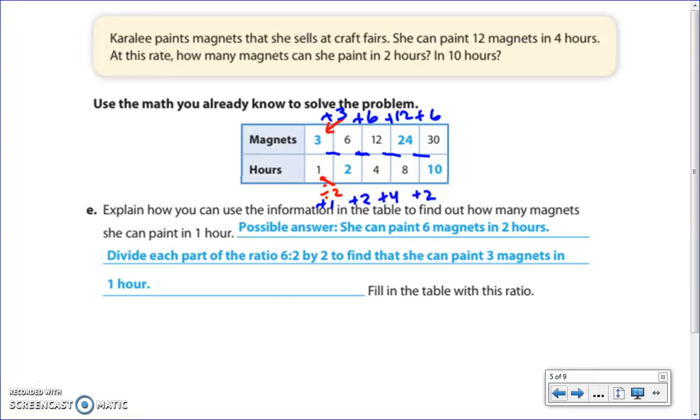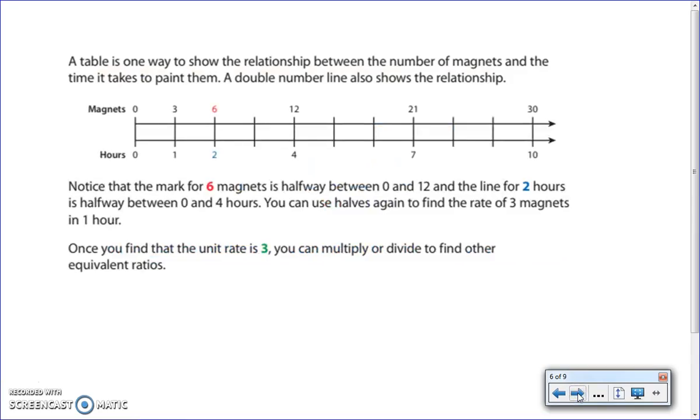But if you look at the double number line, you'll see that it's spaced out evenly. Okay, it's drawn to scale. And so even though these are the same values, the 3 to 1, 6 to 2, 12 to 4, 21 to 7, and 30 to 10, those are the same values. Instead of squishing them all together like in a table, it's all spread out evenly.